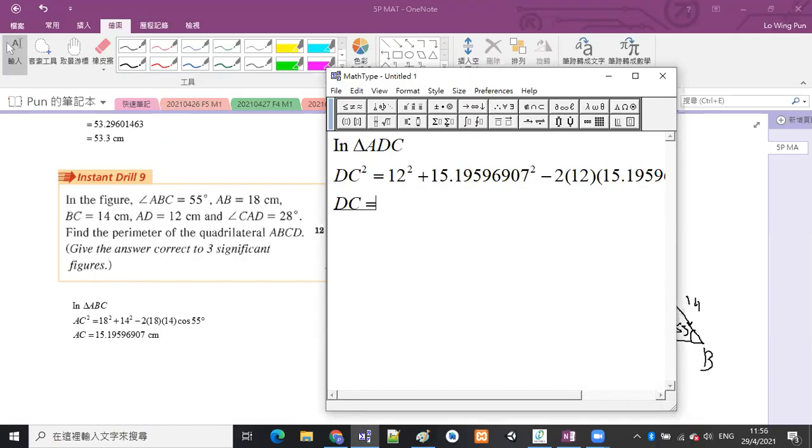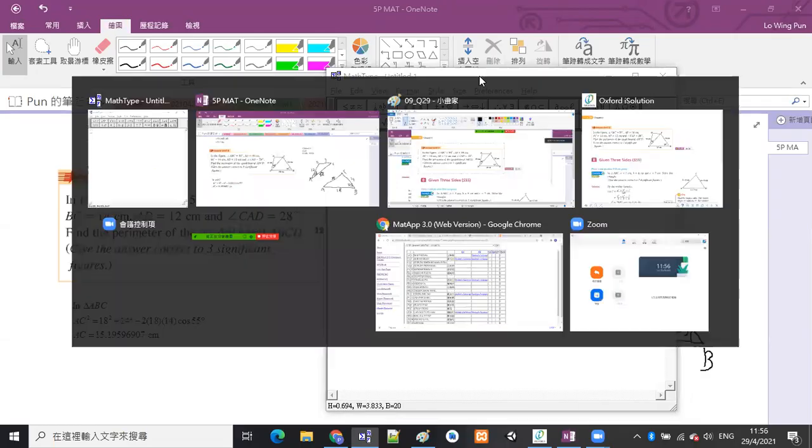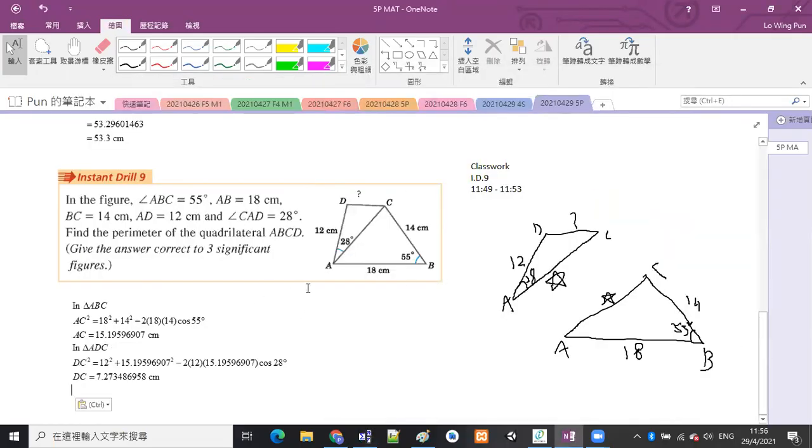12 square plus this number square minus 2 times 12 times this number times cosine 28 degrees. And then take square root, it is 7.273486958 cm. Okay, so now we have the length of DC.